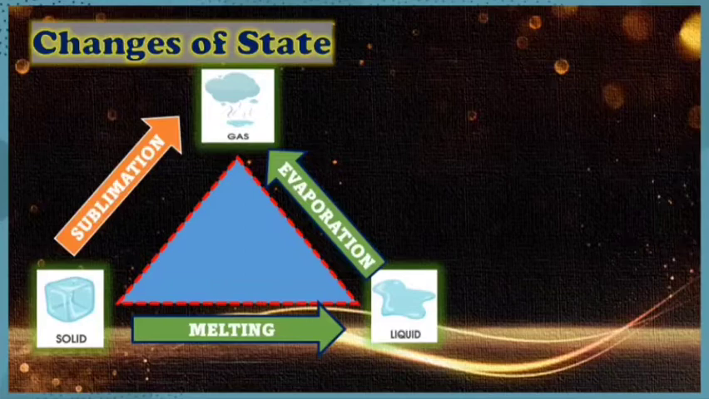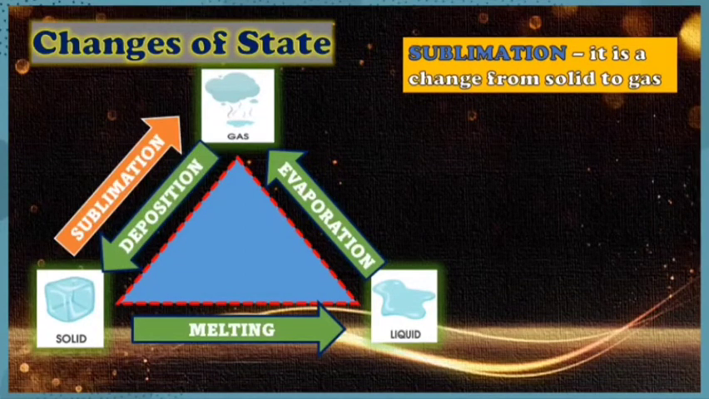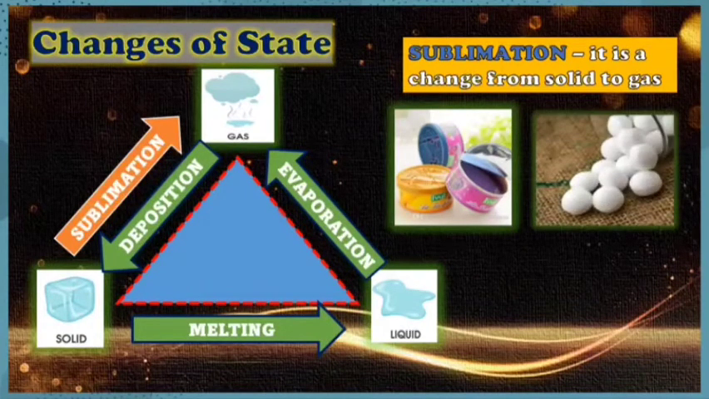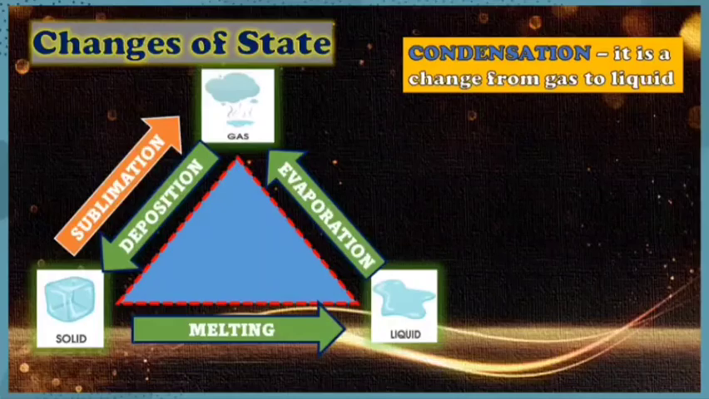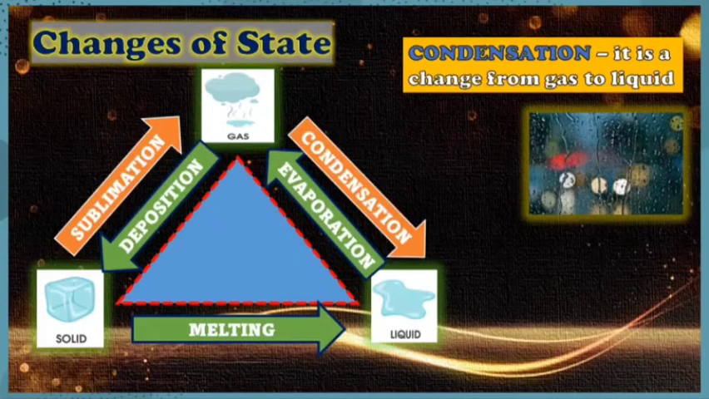Next process is what you call sublimation. It is a change from solid to gas. For example, air freshener and mothballs. Those are examples of what you call sublimation. Next process is what you call condensation. Condensation is a change from gas to liquid.